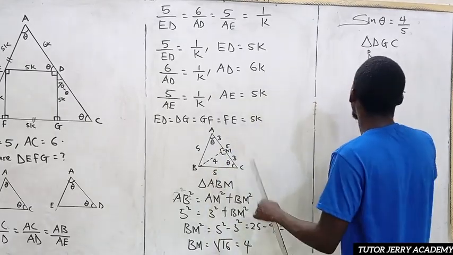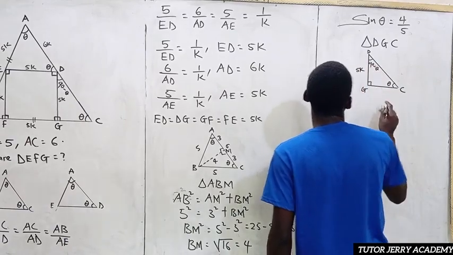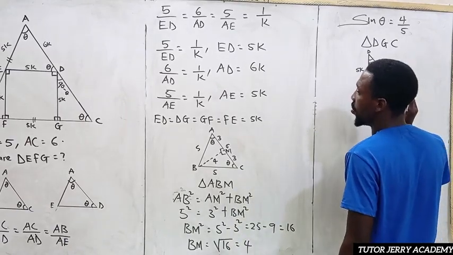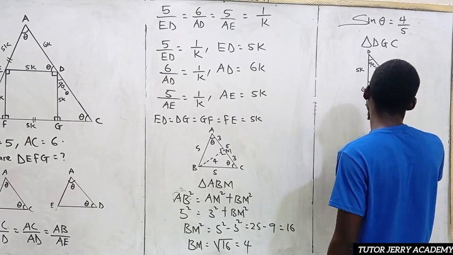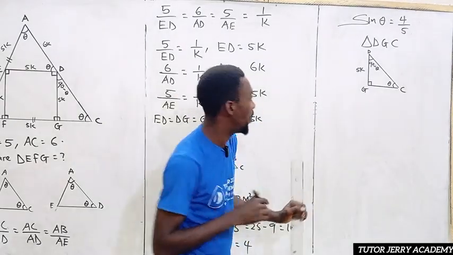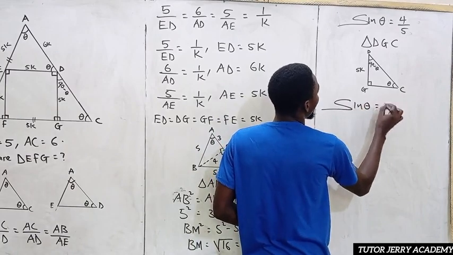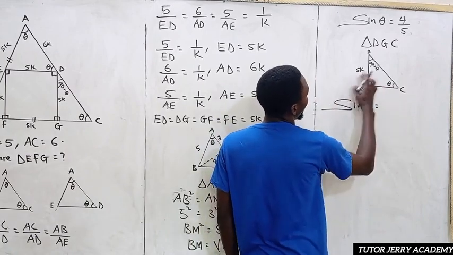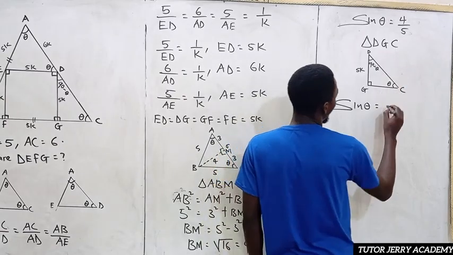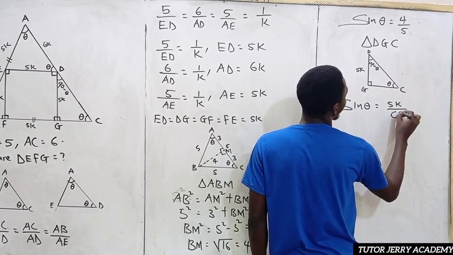All right. So DG is what? 5K. And GC is unknown. CD is unknown, right? Now, let's find sine theta here as well. Sine theta will be equal to what? Opposite over hypotenuse. So we are going to have 5K all over CD.